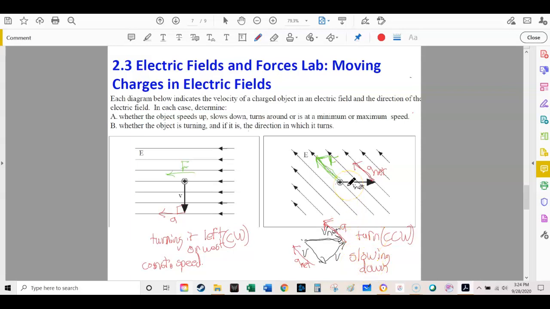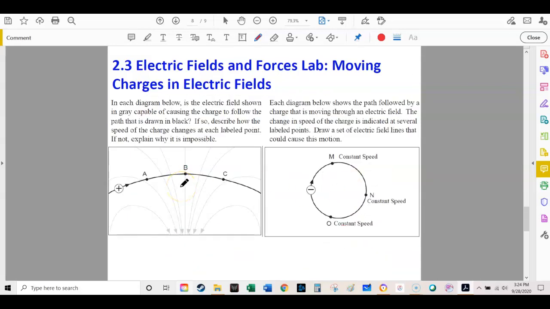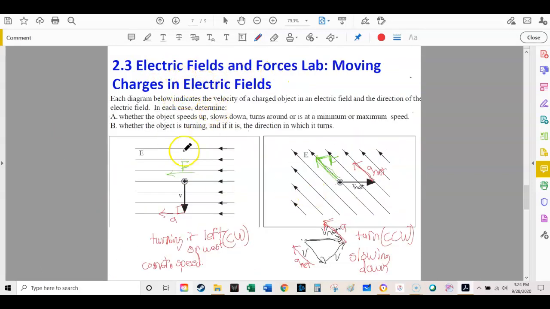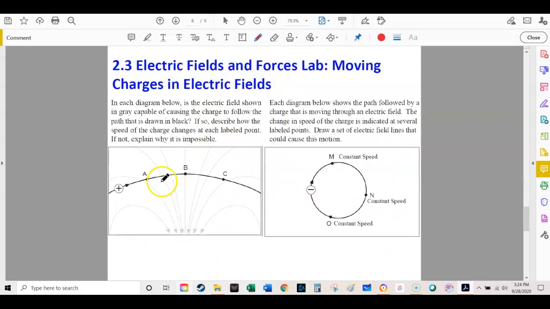The third part of this page actually has two parts to it. It has to do with describing the motion. Actually, this is part of the lab, and this is the other part of the lab. So in that lab, the left part columns, you're supposed to describe what is happening at each one of these points, and the right part, you have the description, and now you have to write what the electric field is. Okay? Okay, so here we go.